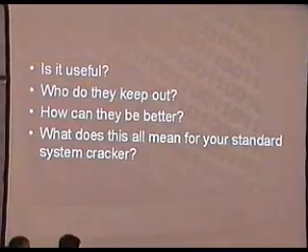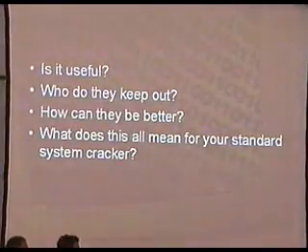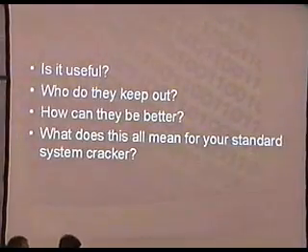What does this all mean for your standard system cracker? I'm a penetration tester. I like breaking into things. What does this mean for me? This makes my life a little bit more difficult. This means I have to use greater recon on my target. That's basically about it. It won't change the methodology in which I break into machines. It just means I have to spend more time making sure I know what kind of machines I'm breaking into.